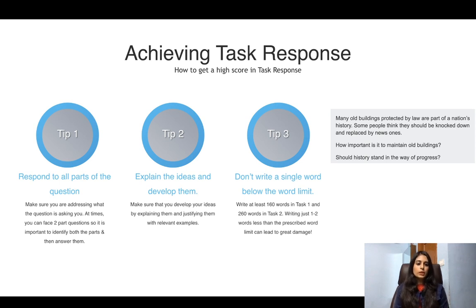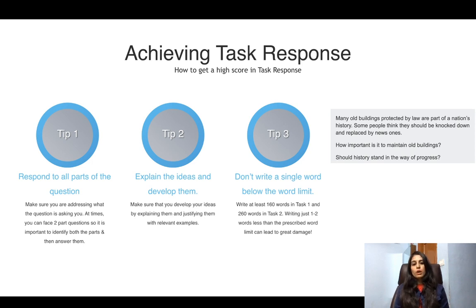Many old buildings protected by law are part of a nation's history. Some people think they should be knocked down and replaced by new ones. How important is it to maintain old buildings? That's the first question. The second question is, should history stand in the way of progress? So we have two questions here, which means there are supposed to be two answers to each one of them.